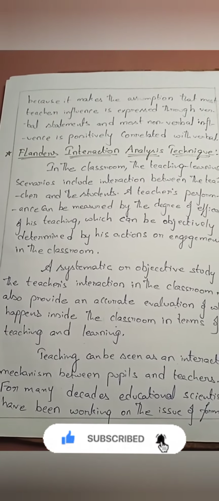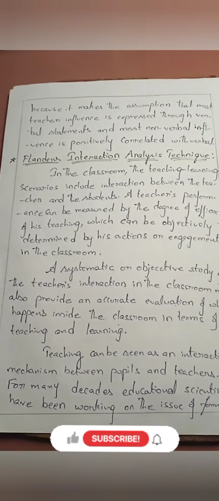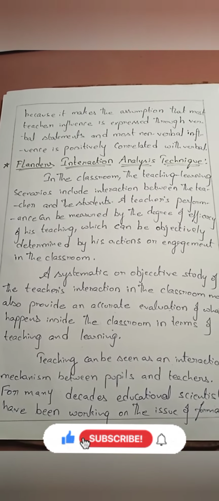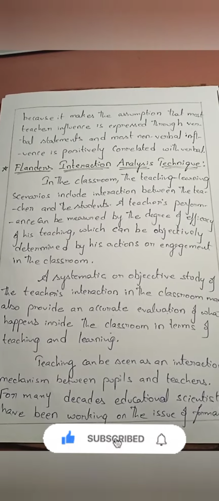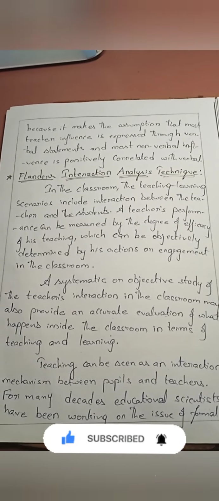A systematic or objective study of the teacher's interaction in the classroom may also provide an accurate evaluation of what happens inside the classroom in terms of teaching and learning. Teaching can be seen as an interaction mechanism between the pupil and the teacher.